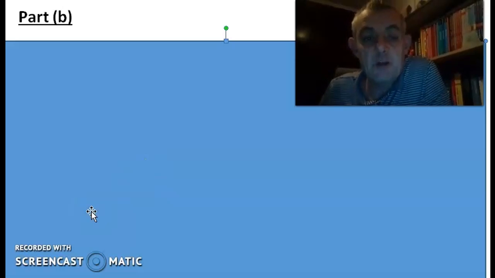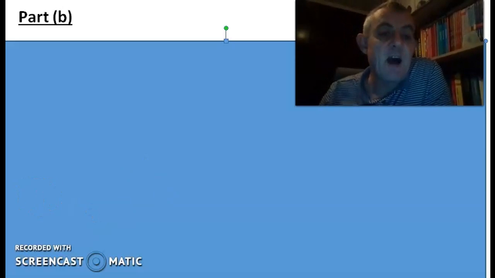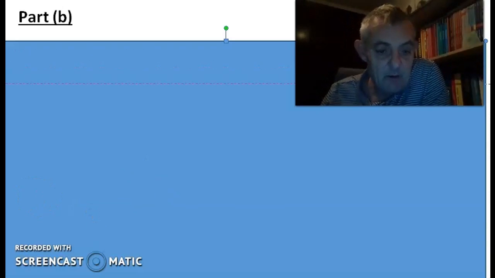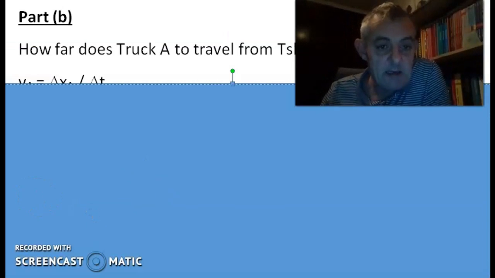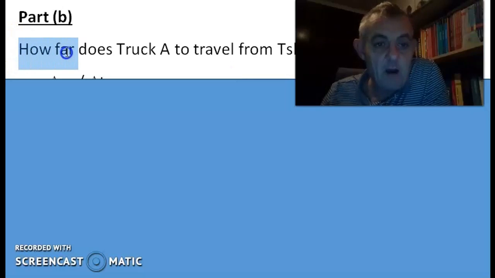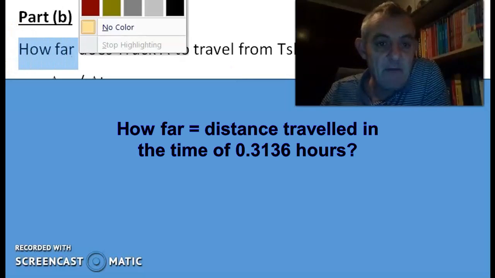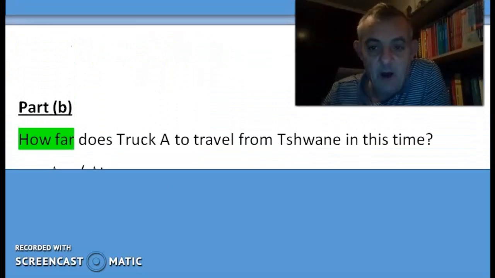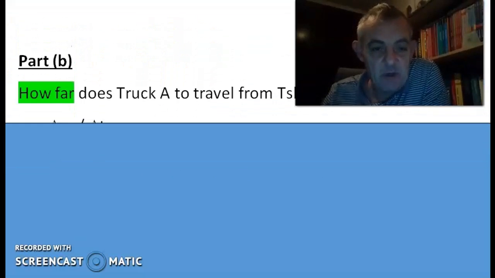Okay, let's solve part B now. Part B asks how far is each truck from their destination city. So we are looking at how far. Remember, please, that how far is a distance measurement. So how far is truck A from Tshwane?